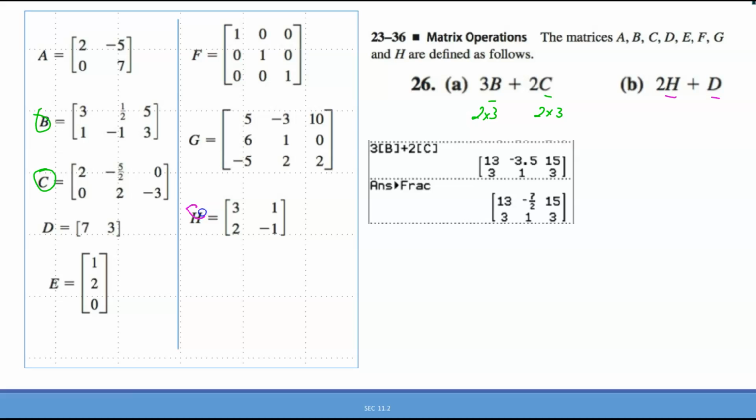Okay, so here's matrix H. Matrix H is 2 rows, 2 columns. Here is matrix D. If we look at matrix D, that's 1 row, 2 columns. Unequal sizes. Unequal sizes tell us that this is not possible.